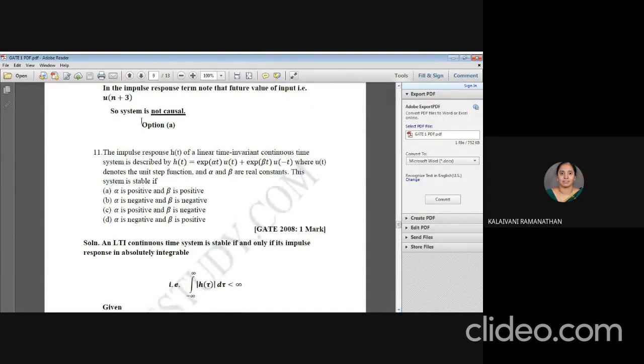So here the answer is noted as option A. The system is stable but not causal.